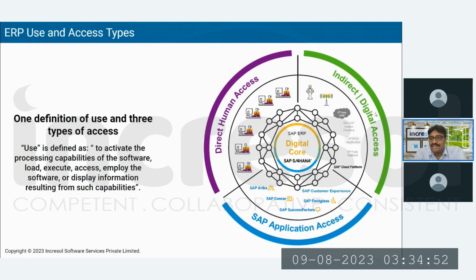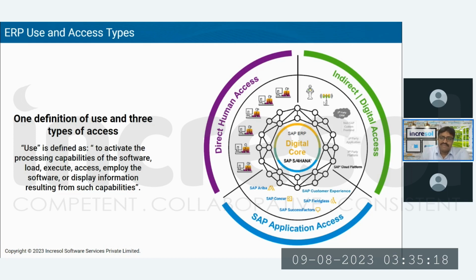So indirect or digital access is when we connect to SAP using any RPA bot or any bot-based activity, or any IoT device or edge computing device. SAP has an API-based mechanism and different options to communicate with it directly. Nowadays a lot of devices are predominantly in use, so as part of Industry 4.0, we are communicating with SAP.